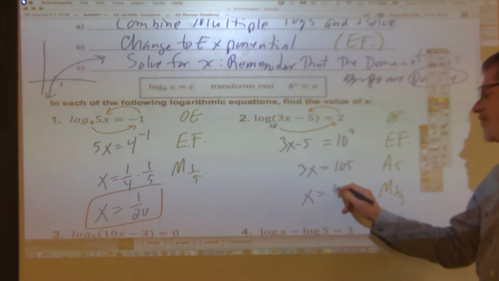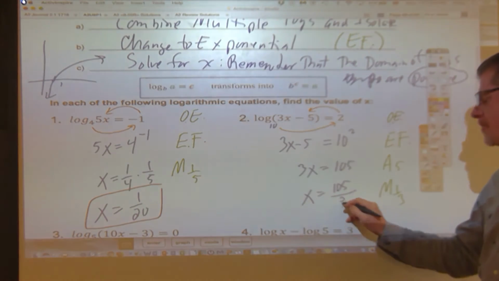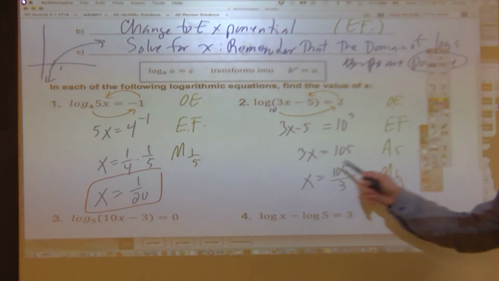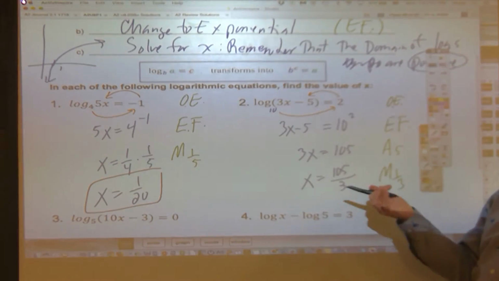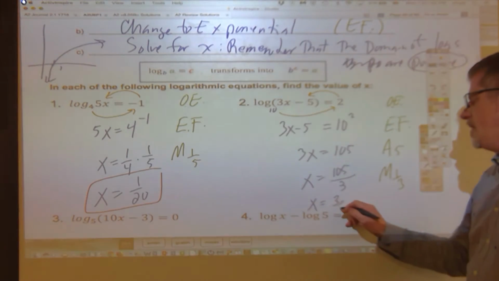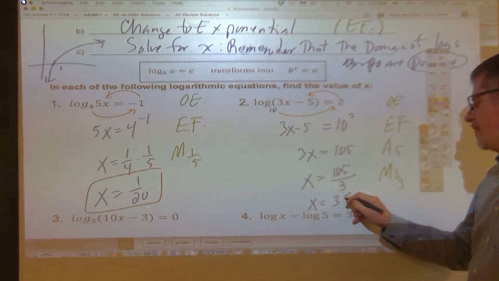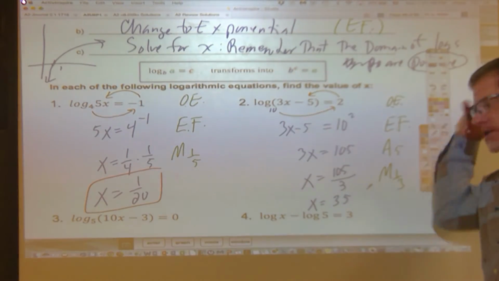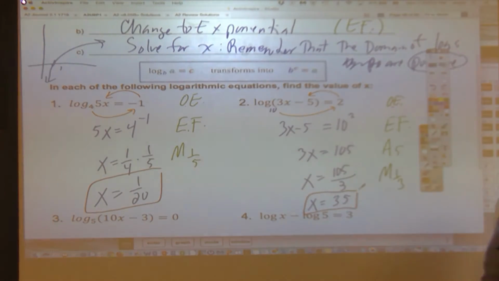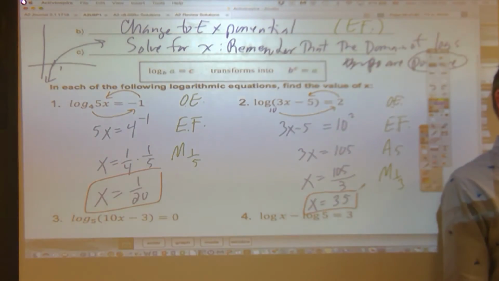So I know it looks like the final answer is 105 thirds, but 105 thirds does reduce. I know that 105 is a multiple of 3 because 1 plus 0 plus 5, or 6, is a multiple of 3. So that's going to come down to 35. 35 times 3 is 105. Final answer. Any questions on how to get 35 on problem 2?